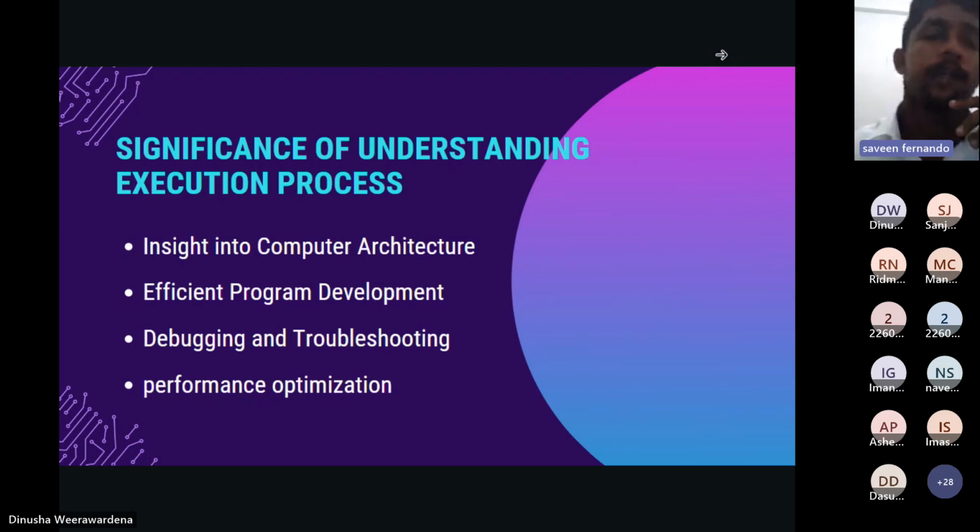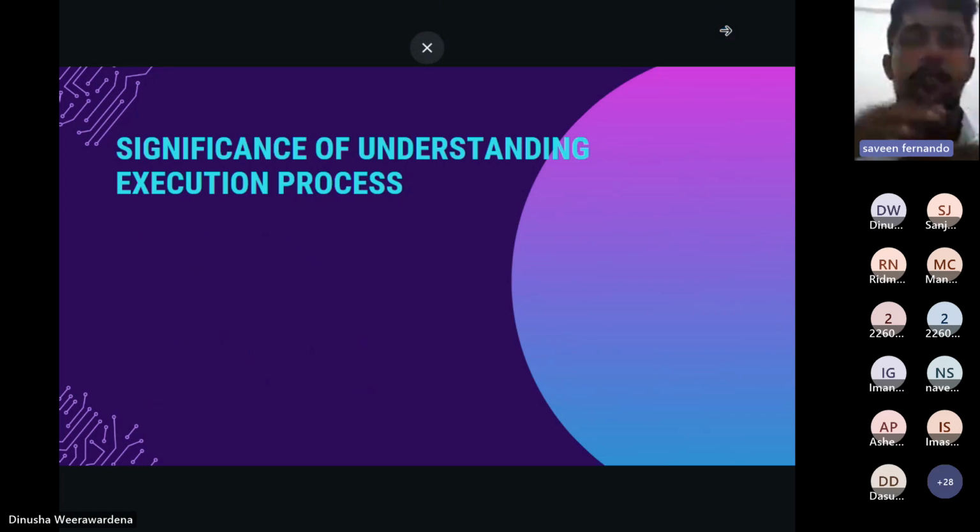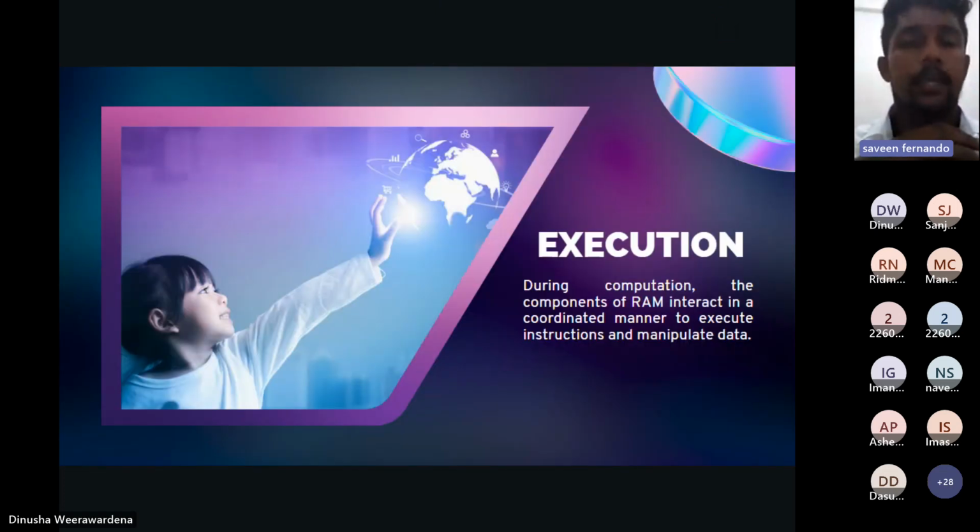So first, what's the significance of understanding the execution process? First point, it will provide us insight into computer architecture. And the second, it will enable us to build programs efficiently. And it helps us in debugging and troubleshooting. And finally, it helps us to optimize our performance. So guys, without wasting any time, let's dive straight into the steps involved in executing an instruction in a RAM to understand this part better. So let's go into the next slide.